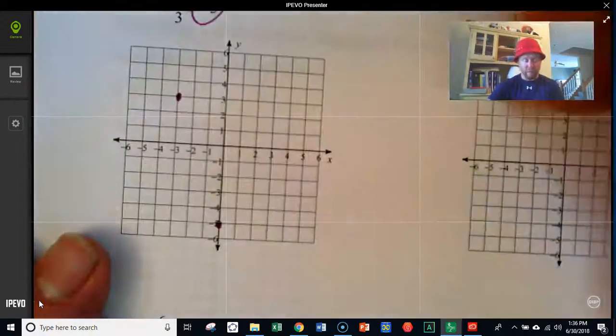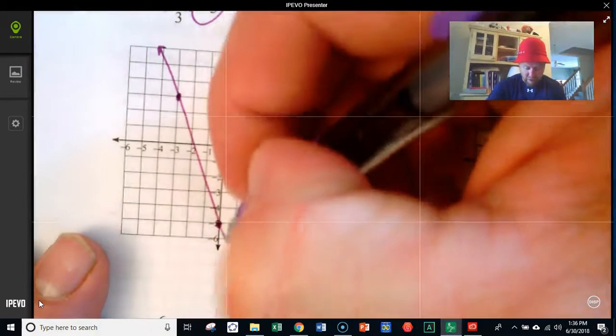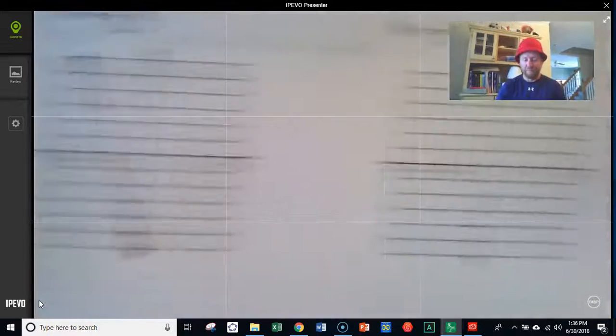And those are the only two we're going to be able to plot on this grid before we run out of space. So, again, we'll just draw the best line we can through those 2 points. And we're done.